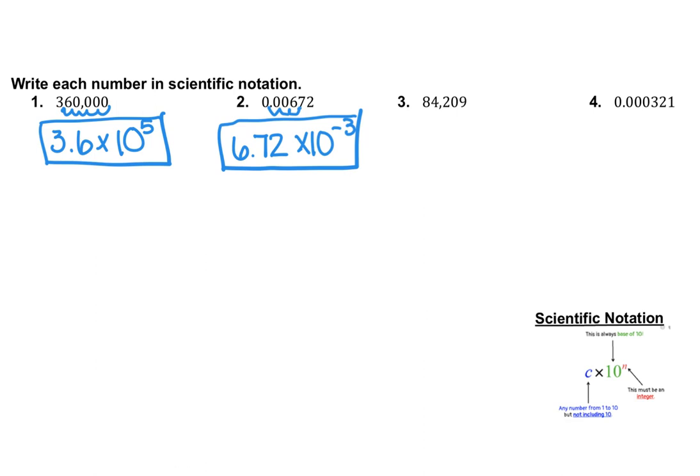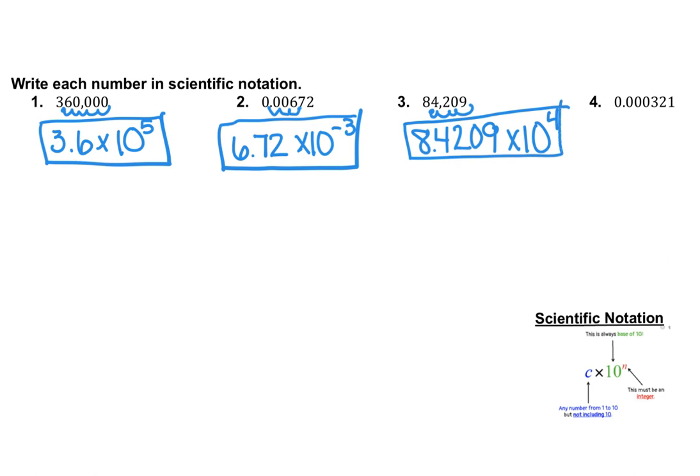All right, again, 84,209. I've got a big number. It's greater than 1, so I know it's going to be a positive exponent. I'm going to place my decimal between the 8 and the 4. And now I have 8.4, and I have to have the rest of this here too because they're not zeros. And then times 10 to the, well, how many places to put it back? 1, 2, 3, 4. So times 10 to the 4th power.